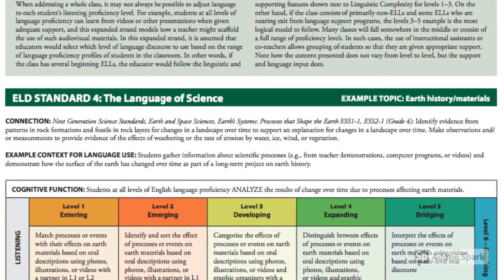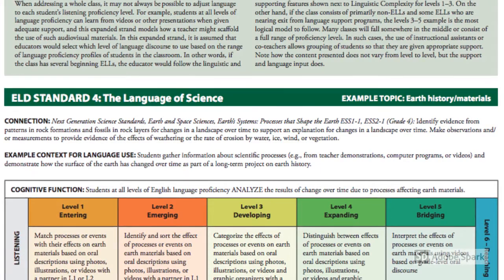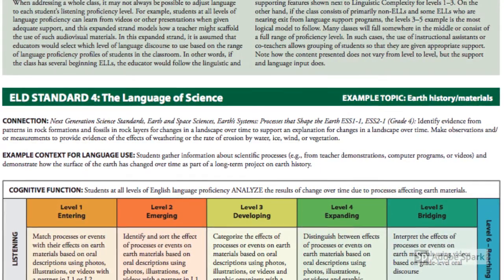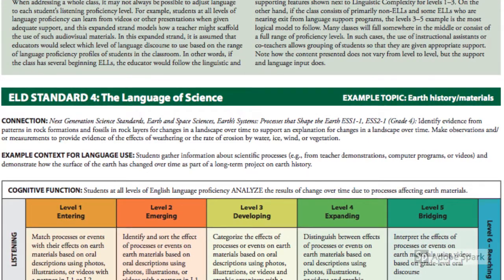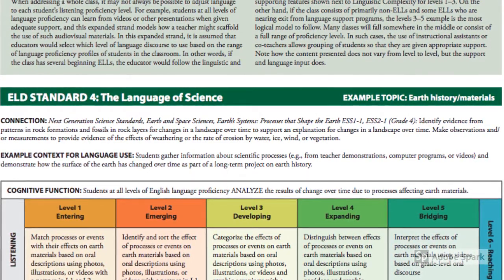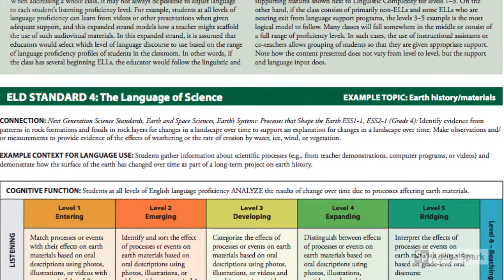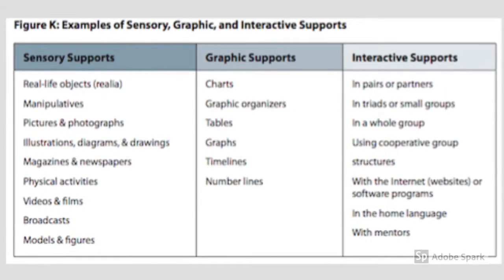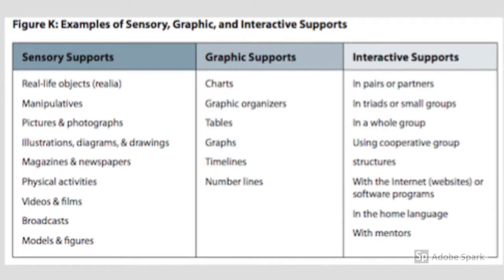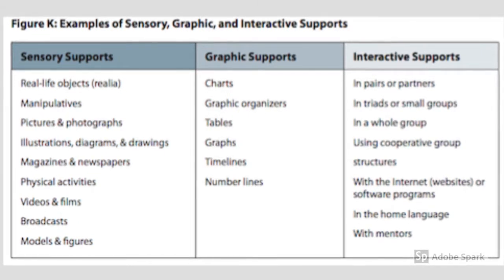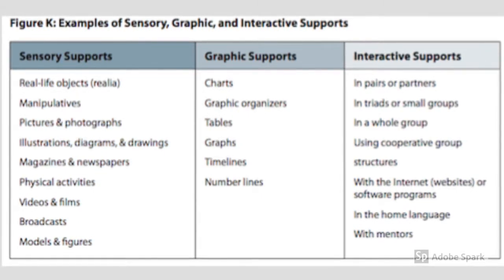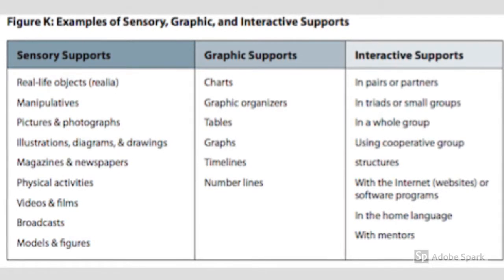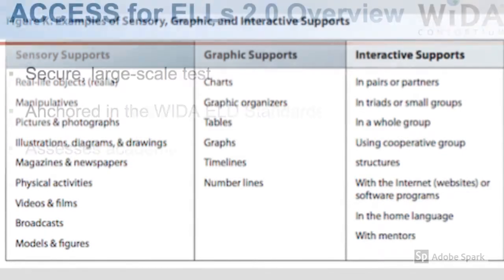Thirdly, instructional support entails how the activity or task is scaffolded for learners. Things like realia, working with a partner, using graphic organizers, or having the choice of using first or second language are examples of instructional support. Looking at Figure K from the 2012 WIDA English Development Standards, we can see how they outline the 3 different types of support: sensory supports, graphic supports, and interactive supports, along with providing some useful examples as well.